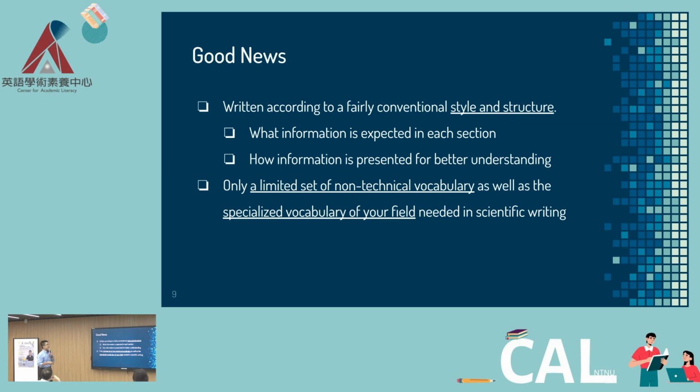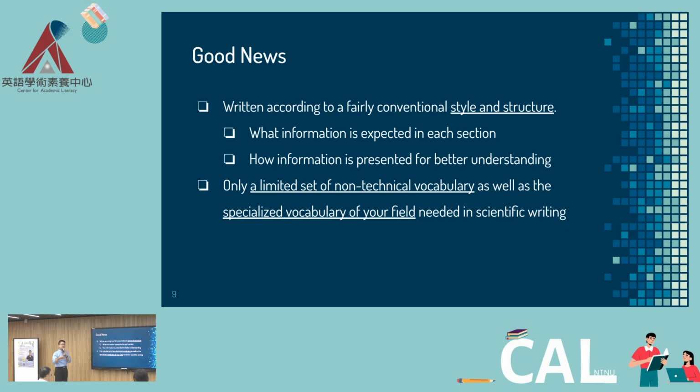Okay, so what is the good news here? Academic writing usually follows a fairly conventional style and structure. Because English, for some of you, is like a second language, so probably our writing skills are not perfect. So it's best to follow those style and structure. It tells you what information is expected in each section.